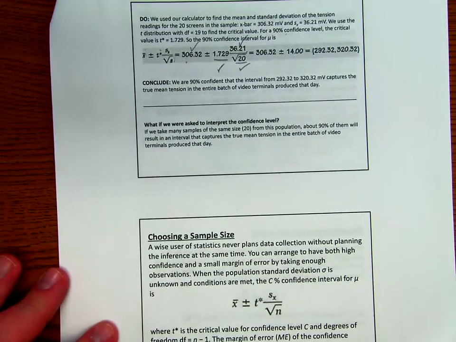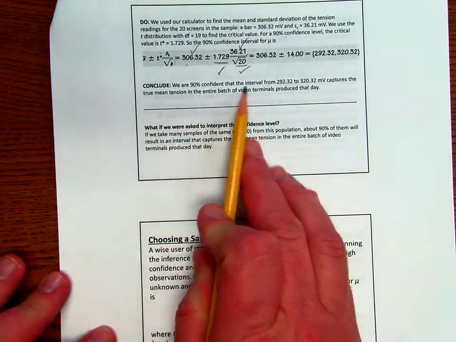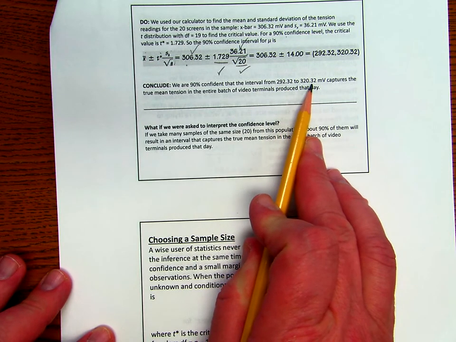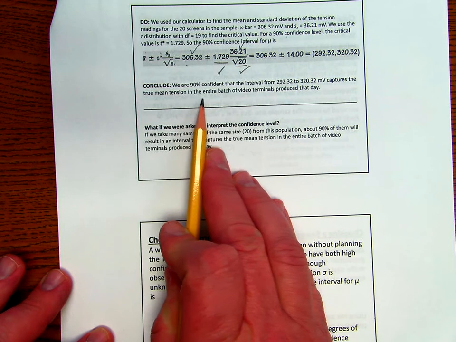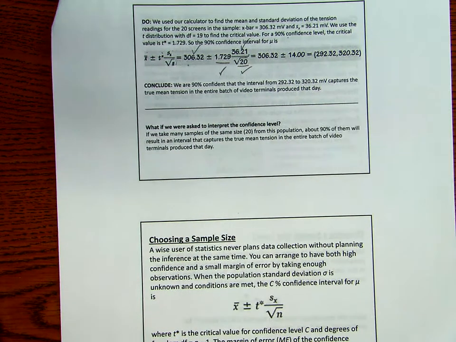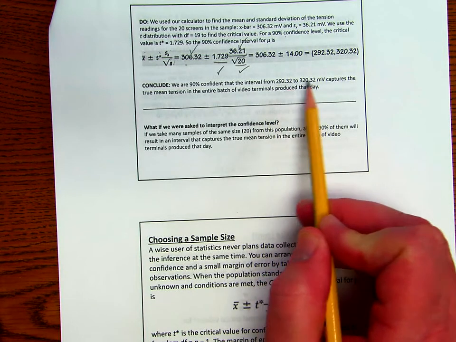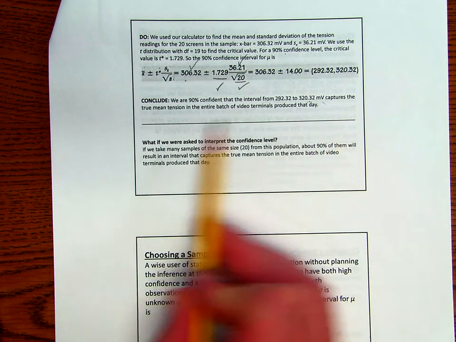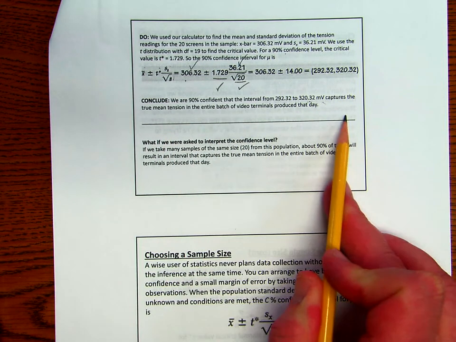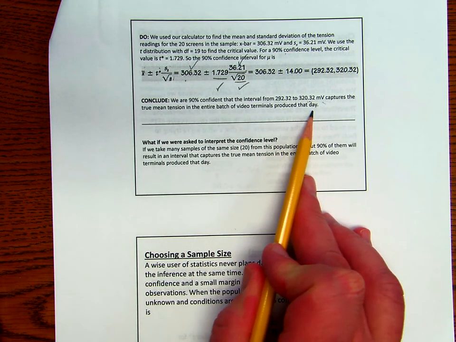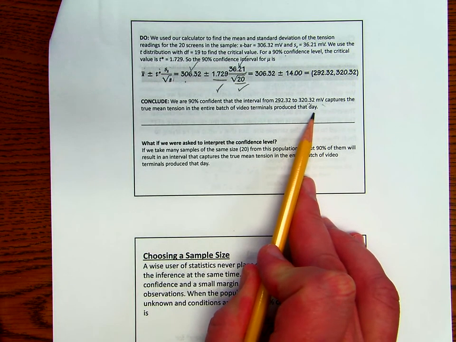All right, our conclusion. We are 90% confident that the interval from 292.32 to 320.32 millivolts captures the true mean tension of the entire batch of video terminals produced that day. A couple little details here. When you're dealing with means, very often or most of the time there's going to be a unit. You want to make sure you include that unit. Be careful in terms of what you're extrapolating to. We're only extrapolating to the entire batch of video terminals produced that day, because that's the only population that sample came from.